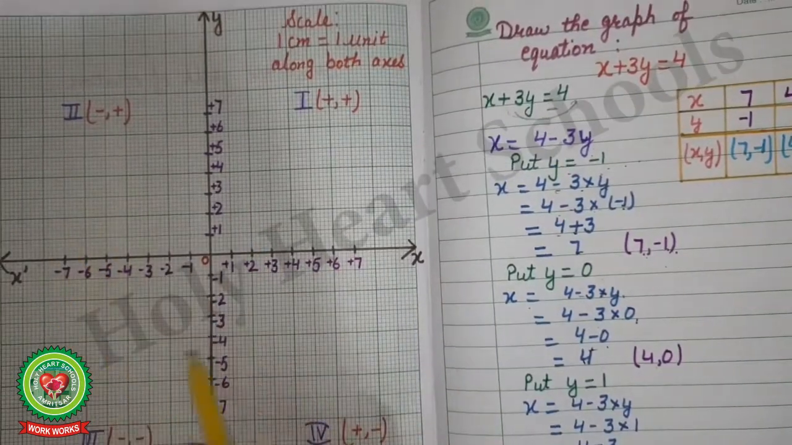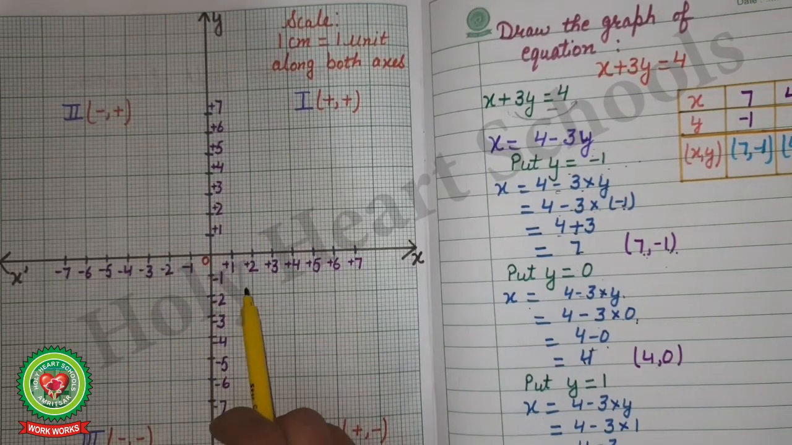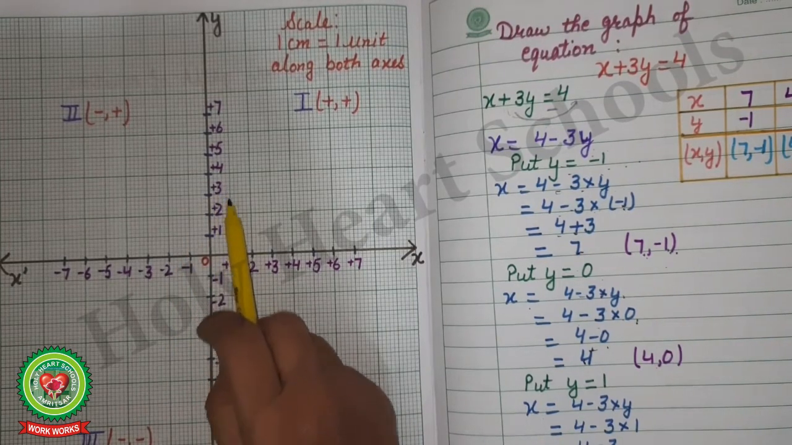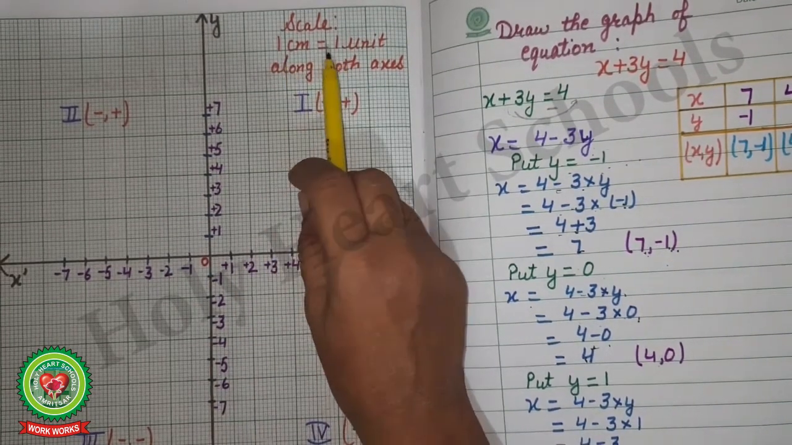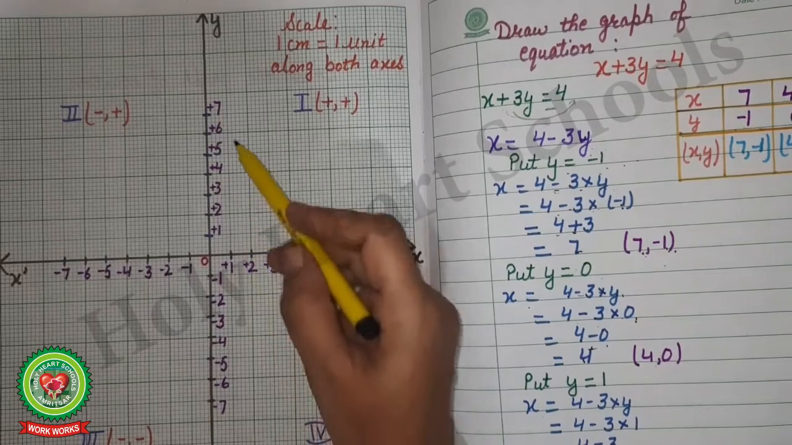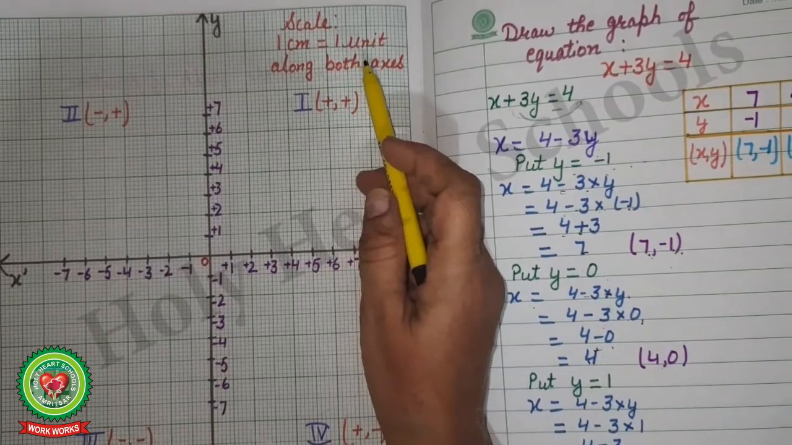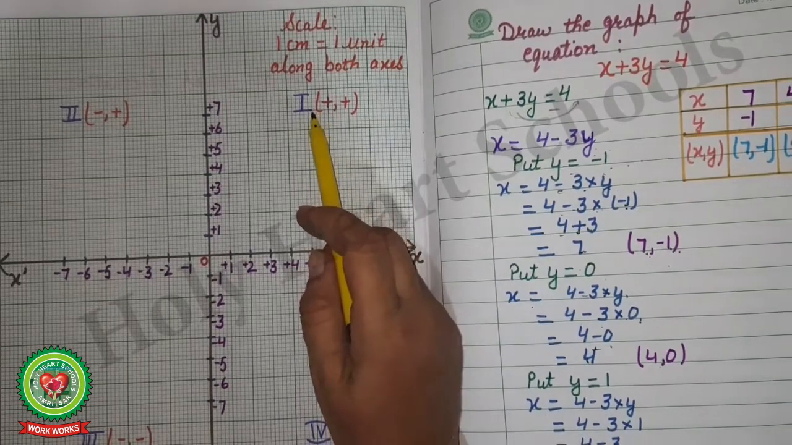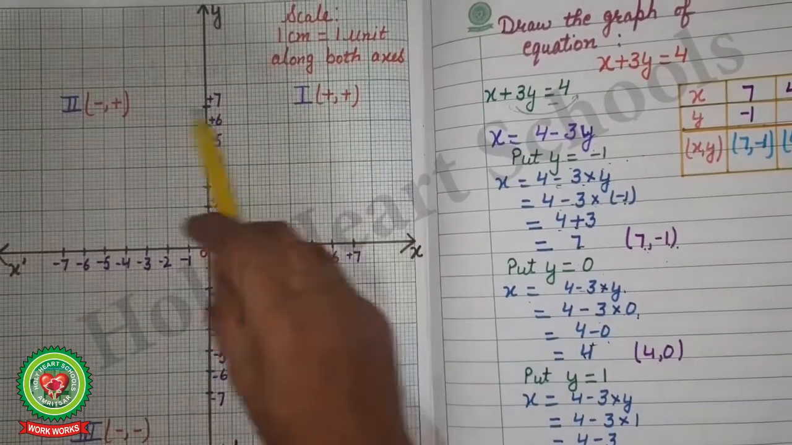Yes students, on the graph sheet, draw the x-axis, y-axis and mark off equal distance on the 4 sides. This side positive, this minus, then again the above region positive values and the below region negative values. And we will write the scale: 1 centimeter is equal to 1 unit. The difference from all sides is 1 centimeter, and we are writing the table of 1. So the scale is 1 centimeter is equal to 1 unit along both axes. And right now the quadrants: first quadrant, second quadrant, third and fourth, along with their signs.